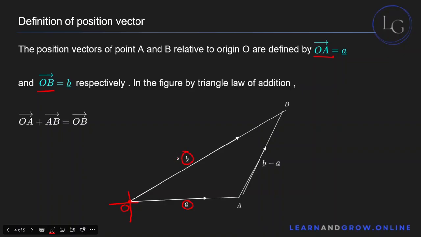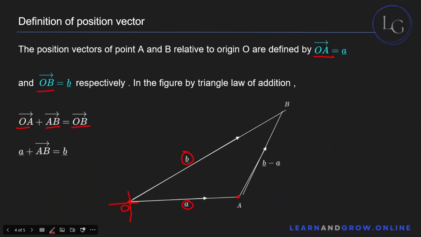So if you use the triangular law of addition, you can see that the terminal side of OA, which is A over here, coincides with the initial side of AB, which is again A, right? A is the terminal side of OA, and the initial side of AB. And if you connect them, that gives you the vector OB. So OA plus AB is equal to OB.